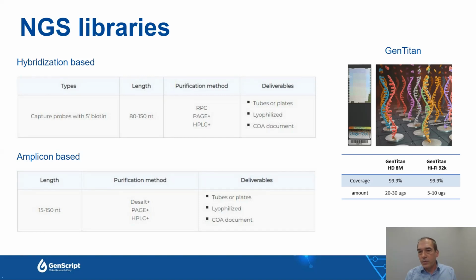These libraries are based on our GenTitan on-chip synthesis technology. This technology enables us to synthesize up to 8 million oligos in parallel on a single chip. And usually the coverage is 99.9%, so very high, and with 20 to 30 milligrams quantities of oligo. And we can also scale this down. We have smaller libraries that are 92,000 oligos, and they can also be developed very efficiently with 99.9% coverage and 5 to 10 micrograms of oligos.